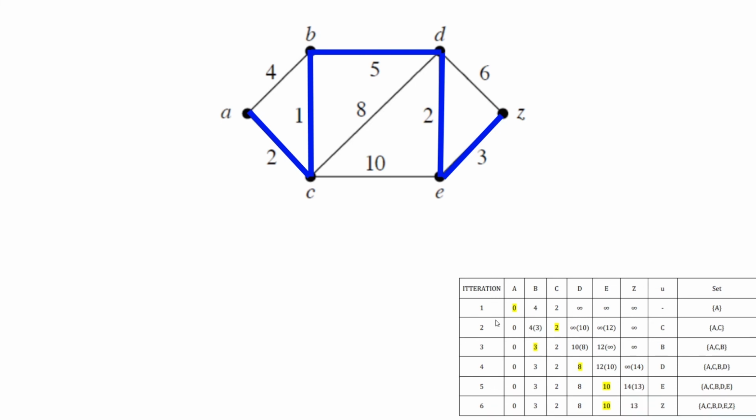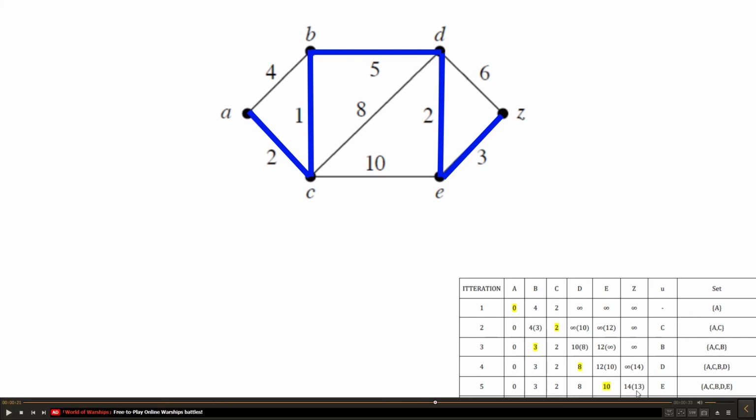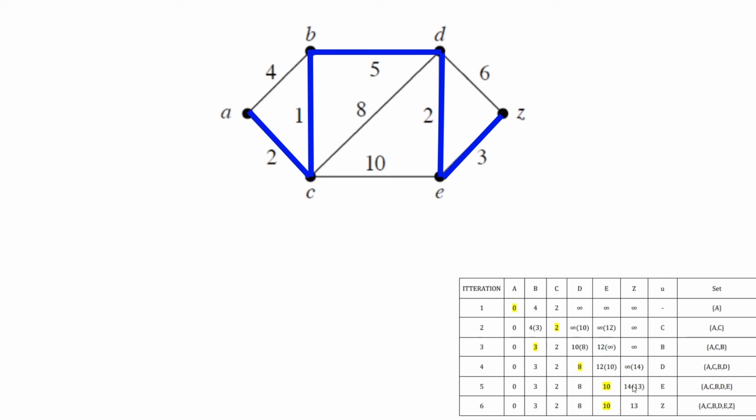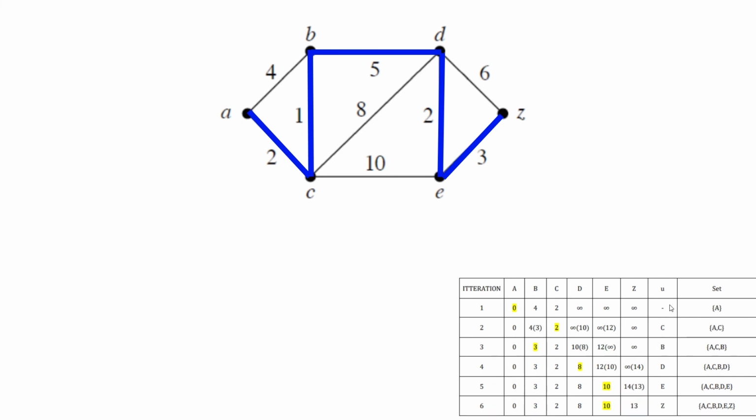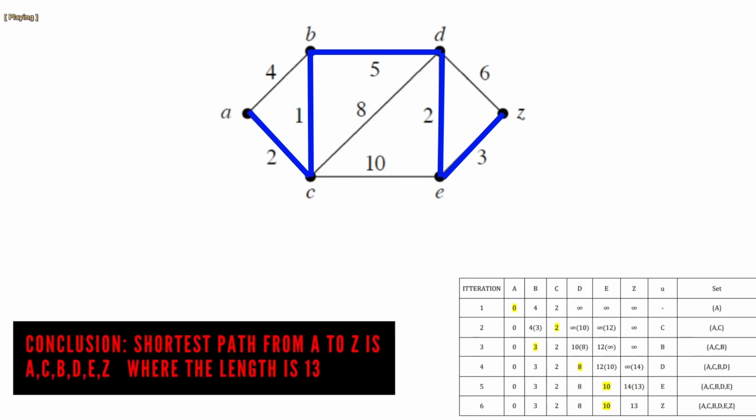So on the last iteration, iteration 6, we choose the lowest number, and the only numbers left are 14 and 13, so 13 is the lowest. So we choose 13, which is at the point Z. So in conclusion, the shortest path from A to Z is A, C, B, D, E, and Z, where the length is 13. 2 plus 1 plus 5 plus 2 plus 3 equal to 13.